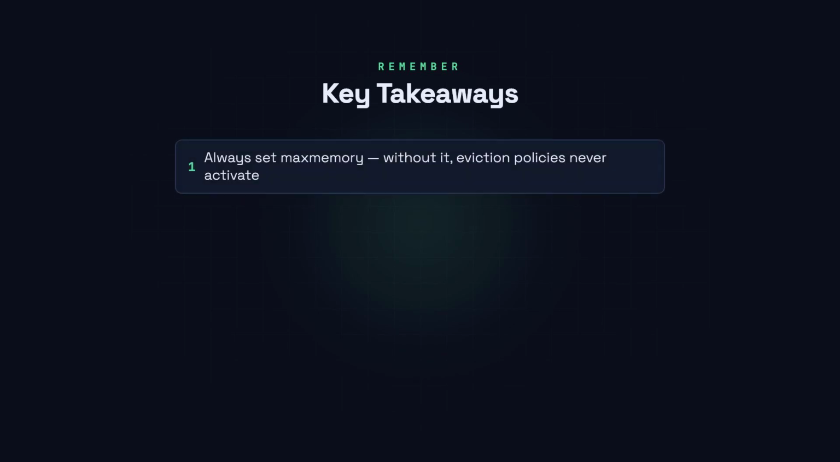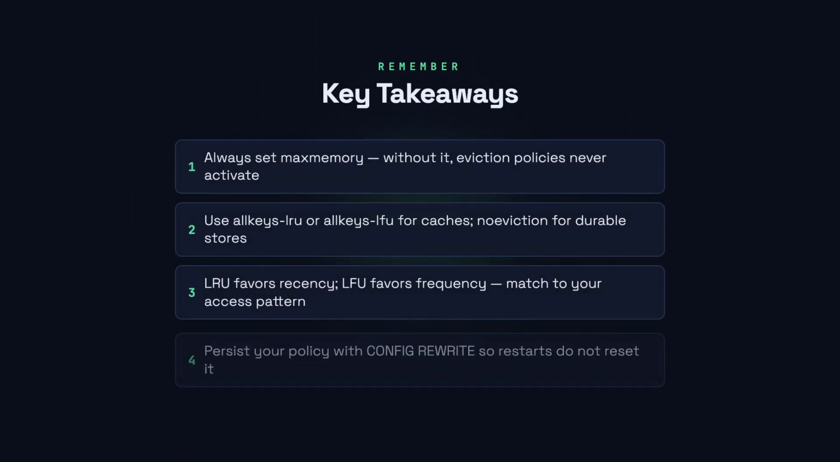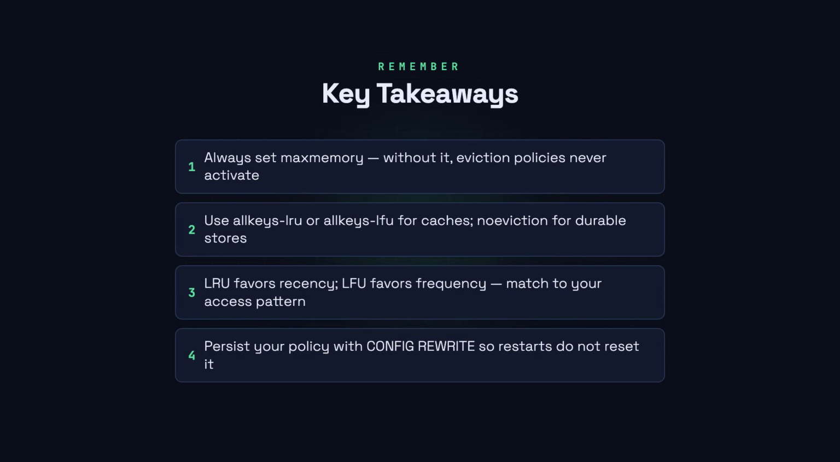Set max memory, pick the policy that matches your data's role, and always persist it. The single most reviewable mistake is mismatching no eviction with cache workloads. Writes will fail under pressure instead of gracefully evicting old data.